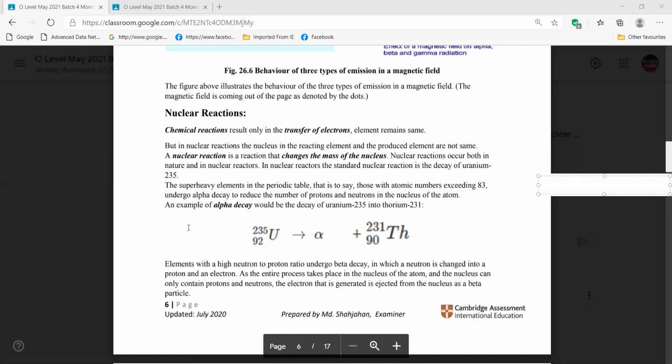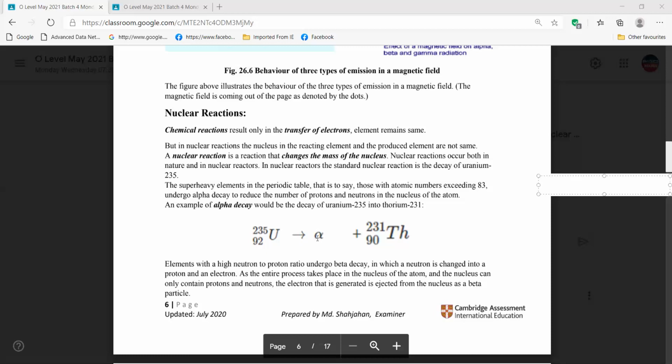Sir, after what I will write the equation? The nuclear reaction is, write this equation. Did you finish this equation? Yes, I did. Okay, very good. Now, sir, but after what I will write the equation? You finish the equation, then you write here.